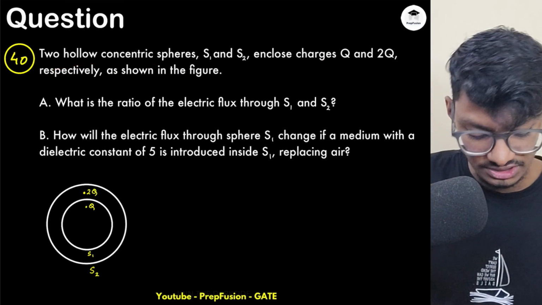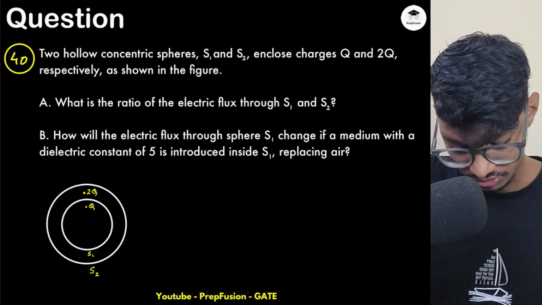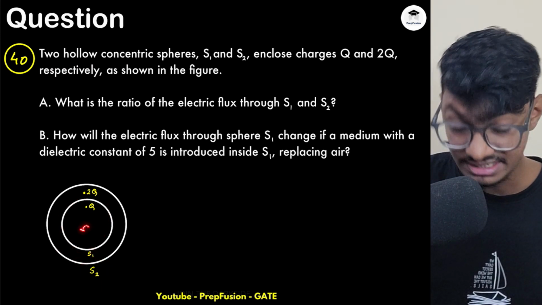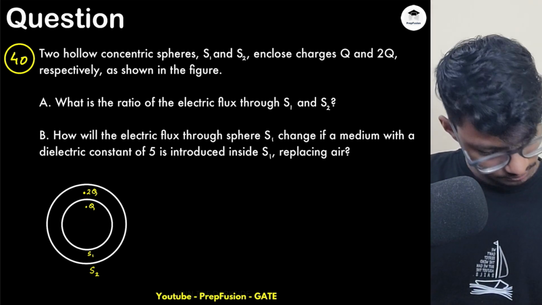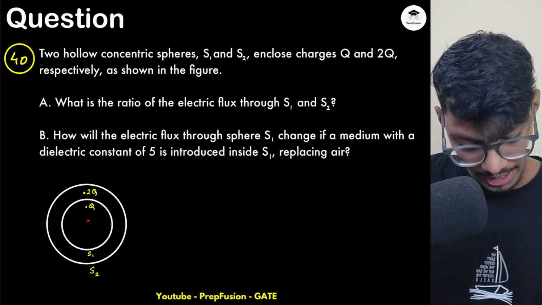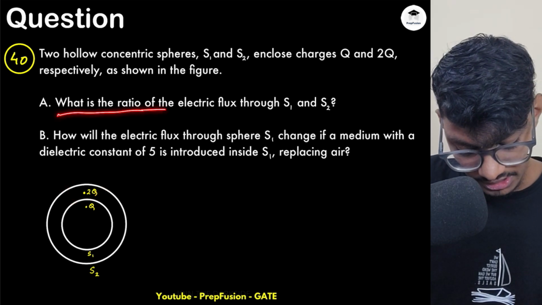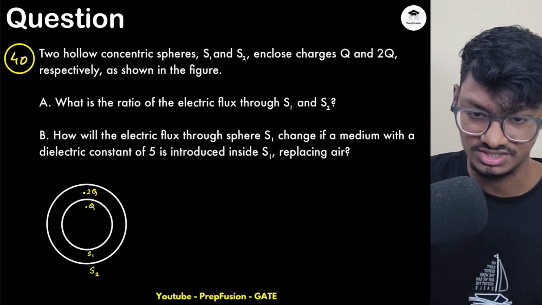Two hollow concentric spheres are present, S1 and S2. So this is S1, a hollow sphere, and this is another hollow sphere. They are concentric, that is, they have the same center. They enclose the charges Q and 2Q. So S1 encloses Q, S2 encloses 2Q. What is the electric flux through S1 and S2?